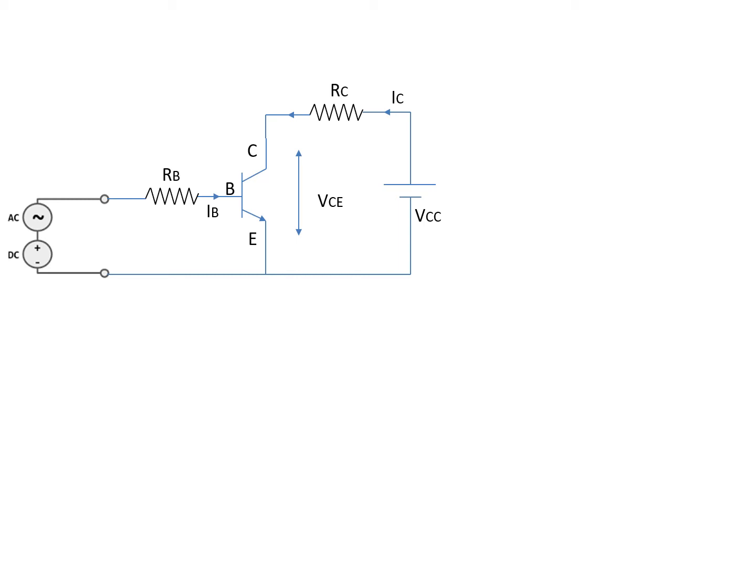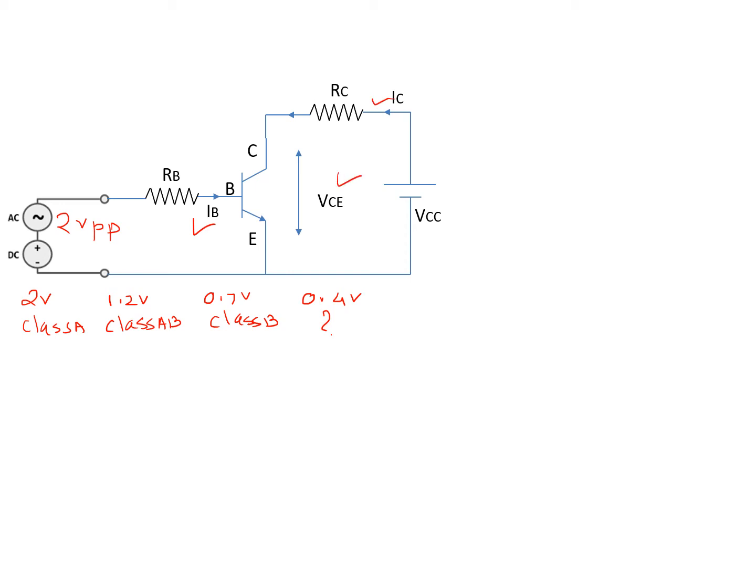Now we will keep AC input as it is, 2 volt peak to peak, and we will change the DC voltage. When we kept DC voltage 2 volt, we got class A operation. When we kept it 1.2 volt, we got class AB. When it was 0.7 volt, we got class B operation. Now let us keep it 0.4 volt and let's see what operation we get. When we keep it 0.4 volt, let's check IB and then go for IC and VCE.